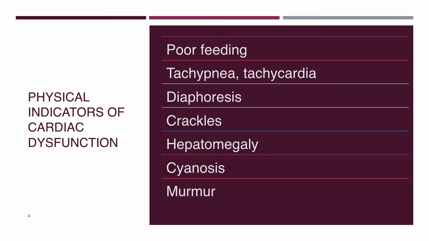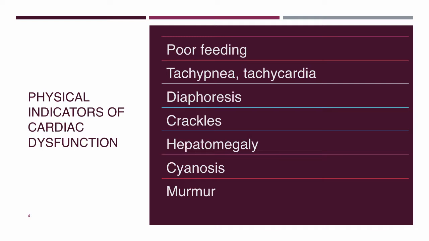Some of the physical indicators of cardiac dysfunction when we do an assessment is we'll see poor feeding. Now, think about the fact that with poor feeding, if it's happening for very long, you're going to have decreased weight gain and failure to thrive. So you can see how history and assessment goes together. We often will see tachypnea and tachycardia.